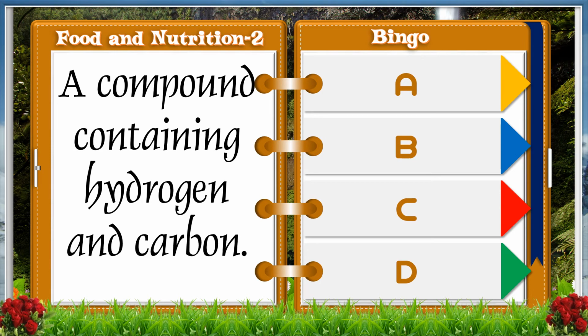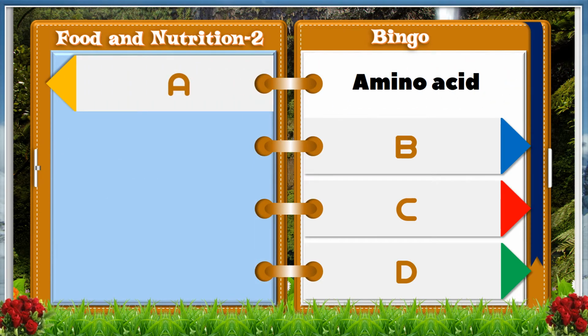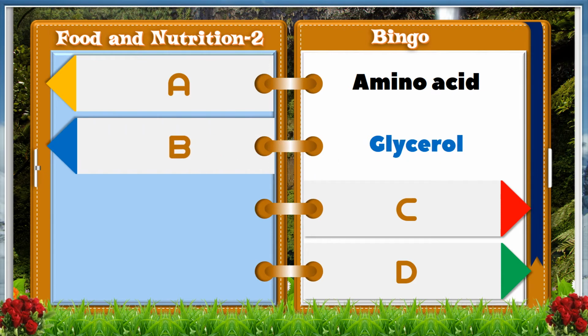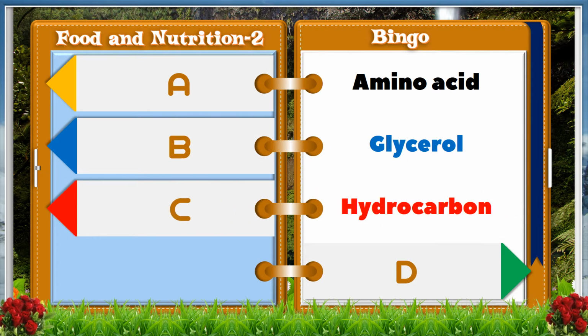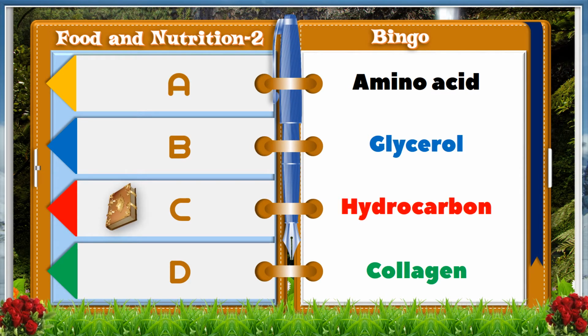A compound containing hydrogen and carbon. A, amino acids. B, glycerol. C, hydrocarbon. D, collagen. And the answer is C, hydrocarbon.